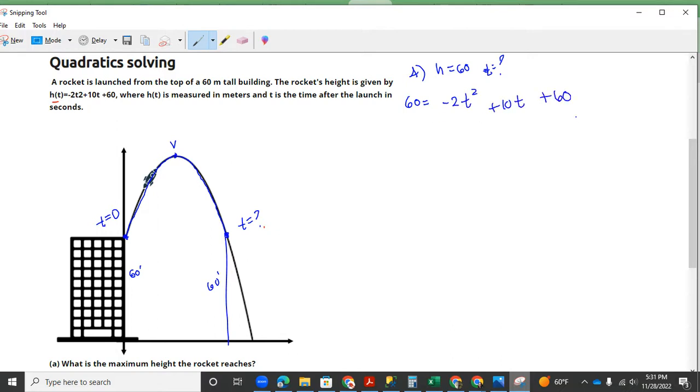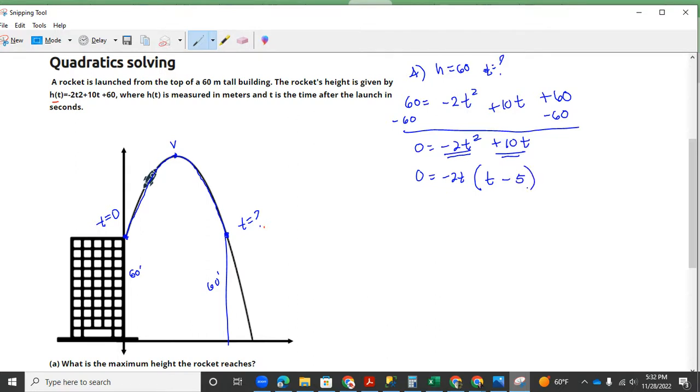Since this is a quadratic equation, you need to set it to 0. I'm going to subtract 60 from both sides. So now I have 0 equals negative 2t squared plus 10t. Now I need to factor this. My common factor is negative 2t, so I'm going to factor out negative 2t. So 0 equals negative 2t times, this divided by negative 2t gives t, and positive 10t divided by negative 2t is negative 5.